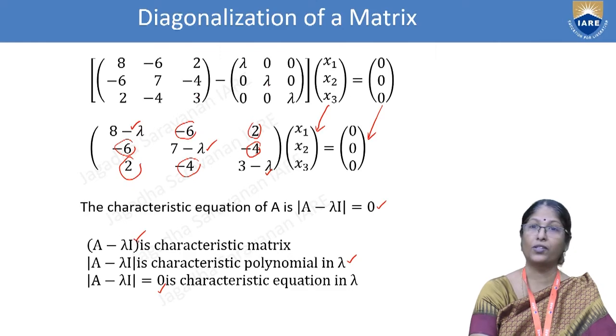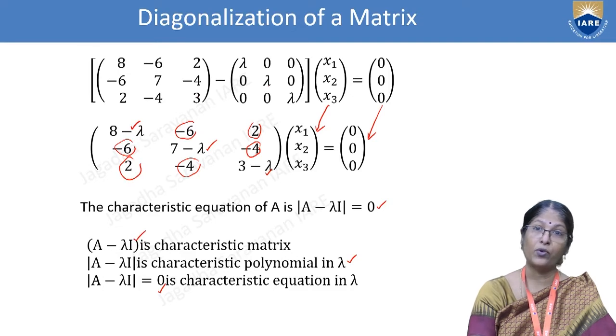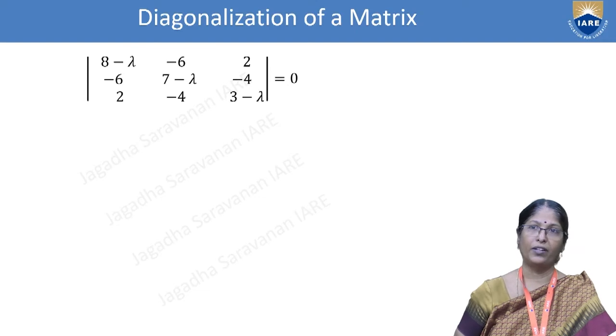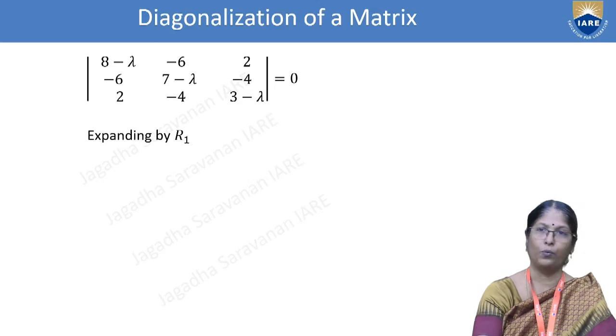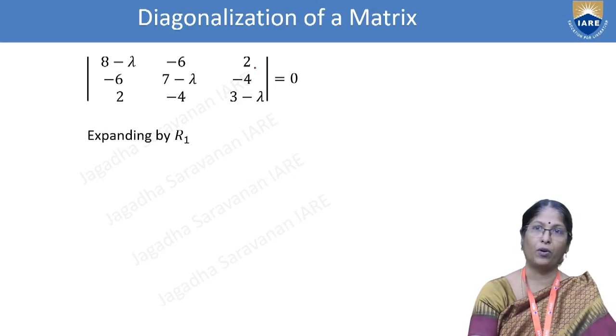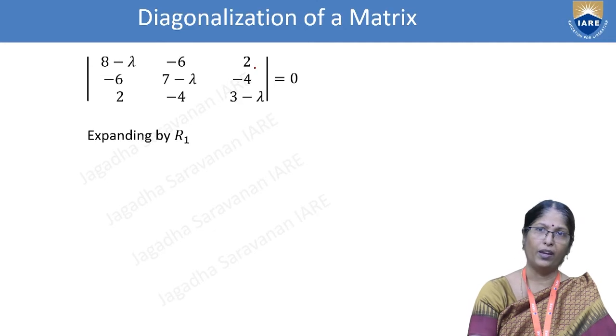So the first one, A minus lambda I, represents the characteristic matrix, whereas determinant A minus lambda I represents the characteristic polynomial. If it is equal to 0, it becomes the characteristic equation. Now we are finding the determinant. To find the determinant, we have 3 rows and 3 columns. Any of 6 ways are there. Among the 6, we can select any one way and expand.